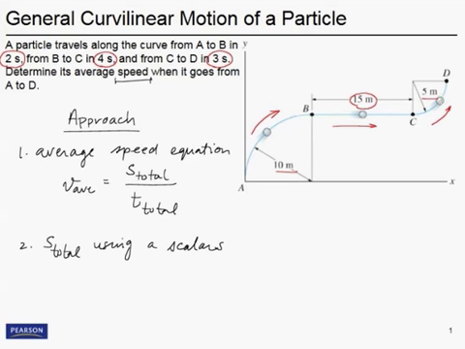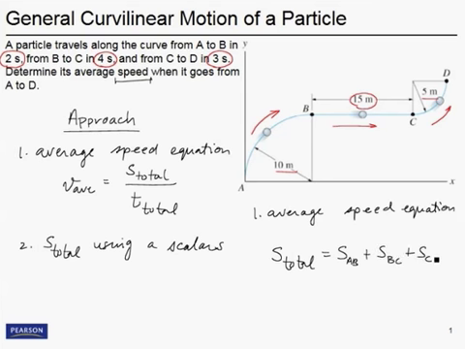Let me go ahead and write step 1 right here on this page so you can see it. Step 1 is the average speed equation. We already know that it's going to include S total and T total. And S total, just to be explicit about it, is going to be the path from A to B plus the path from B to C plus the path from C to D. Let me emphasize that B to C we already know is just equal to 15 meters. So the hard work in step 2 is confined to segments AB and CD, and that's what we're going to do next.